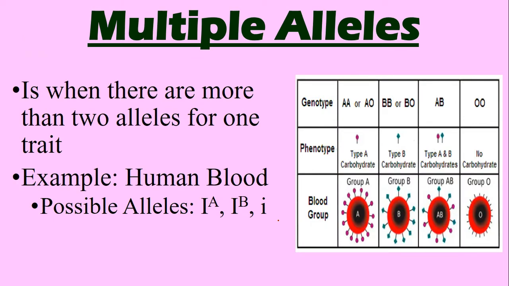When we talk about multiple alleles in genetics, most times people refer straight to human blood types. So multiple alleles is when there are more than two alleles for one trait. So for human blood, you'd be IA, IB, or lowercase i. That means there's more than two alleles. In most cases, just two different letters.